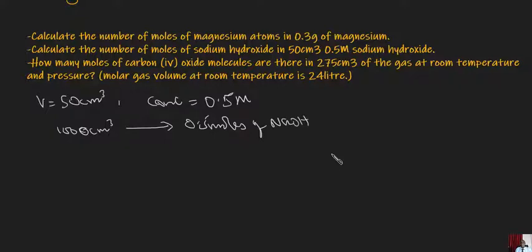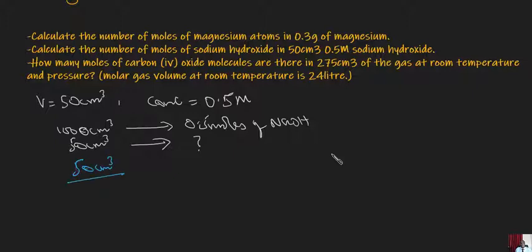Our business is now a smaller volume of 50 centimeters cubed. Suppose we draw out a smaller amount of solution from that liter, and we want to know how many moles are there. Already we know how many moles are in 1,000 centimeters cubed of this kind of solution, so we simply do simple proportions.